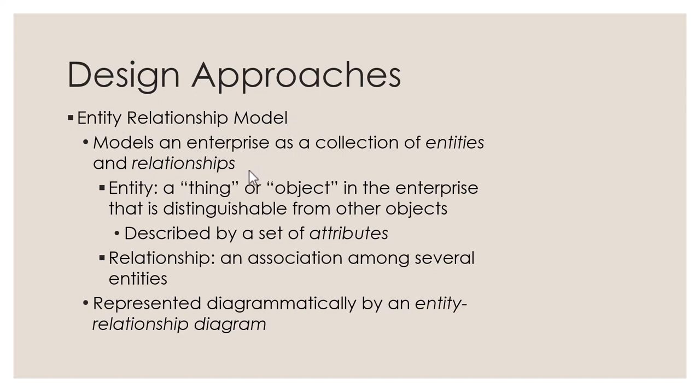This model views an enterprise as a collection of entities and relationships. Entities are things or objects in an enterprise that are distinguishable from other objects. Relationships are associations, usually between two entities. Sometimes we could have a relationship between two or more entities. We use this ER diagram to represent this.